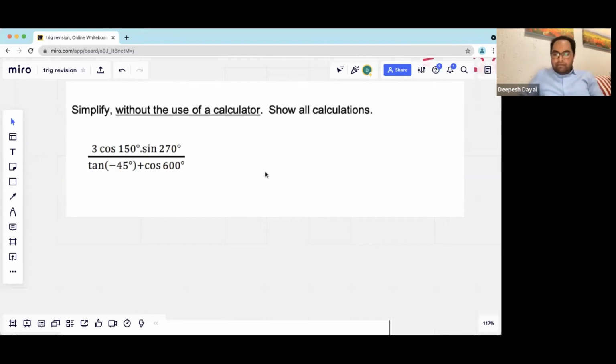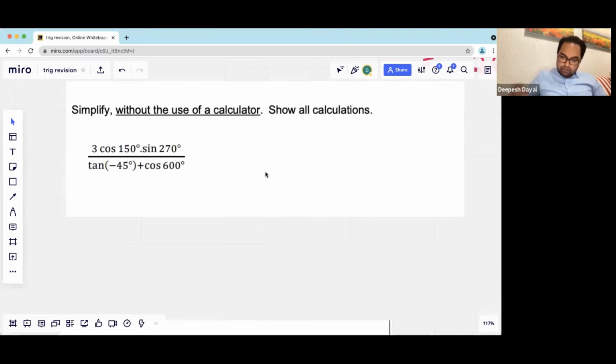So we've got 3 cos 150 degrees times sine 270 degrees, right? Please share with me thumbs up as we go along, so that I can see where I'm going right or if I'm making a mistake.